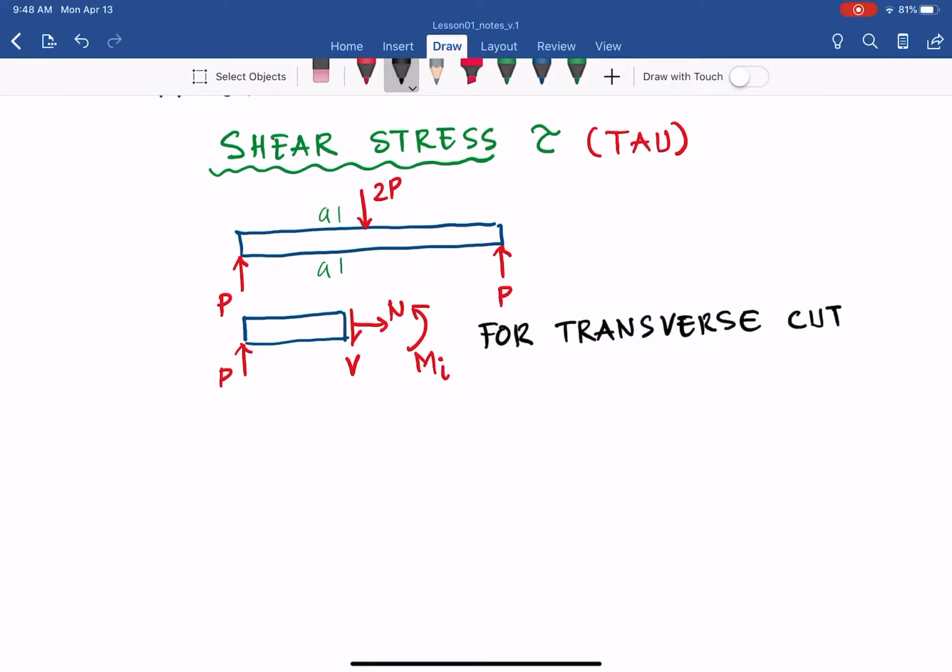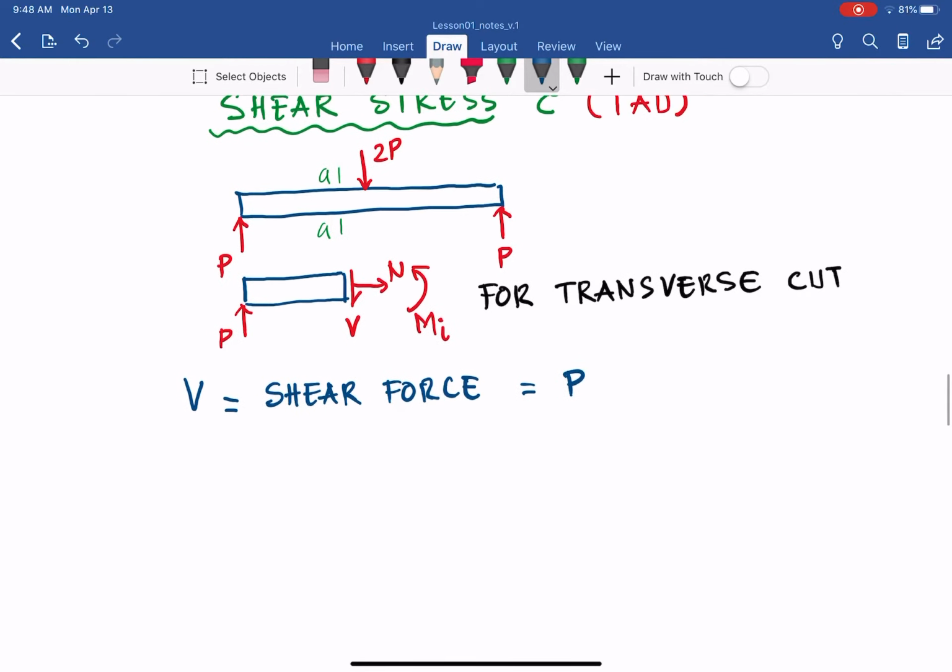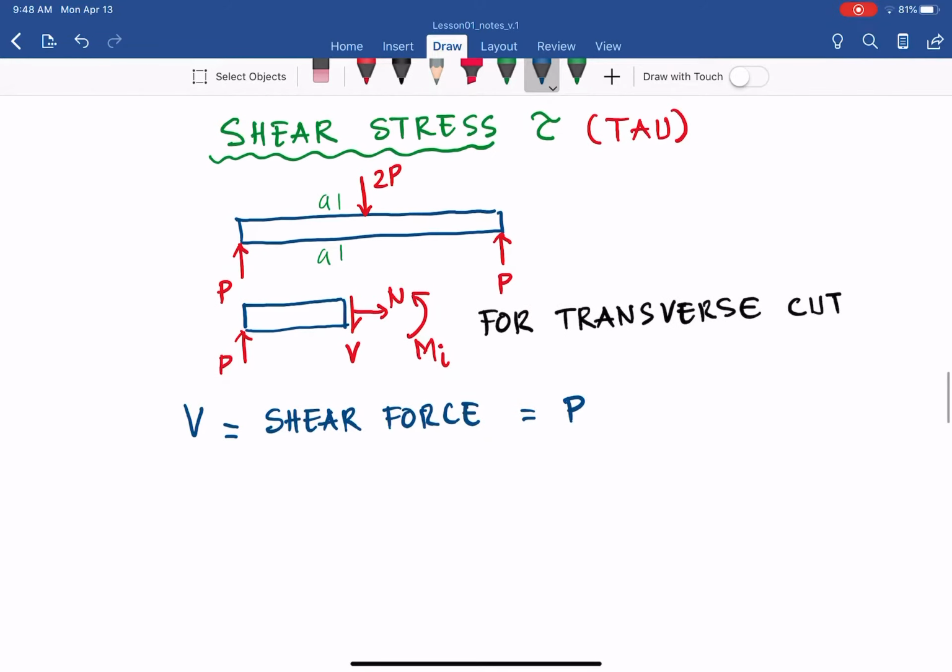As you can see, using the equilibrium equation in the x direction, we can see that the shear force equals V, and that will be equal to the load P if we apply the equilibrium equation in the y direction. And that shear force will create a shear stress. Shear stress is tau, so let's talk about the characteristics of tau.